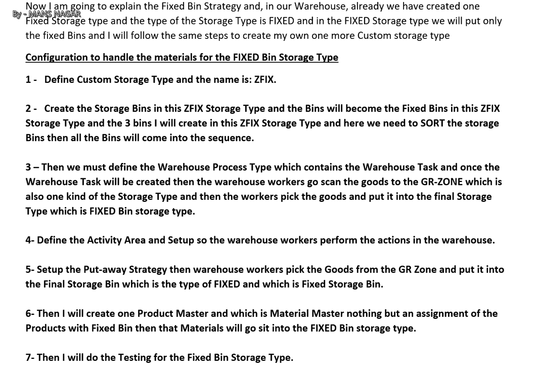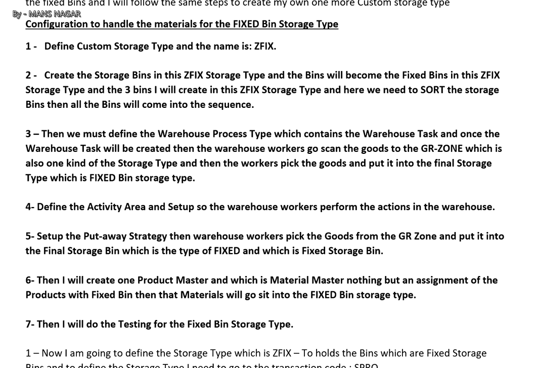Okay. We do the sorting for better optimization performance. Then, third, we must define the warehouse process type, WPT, which contains the warehouse task. Once the warehouse task is created, the warehouse workers go and scan the goods to the GR zone, which is also one kind of temporary storage type. And then the worker picks the goods and puts them away.